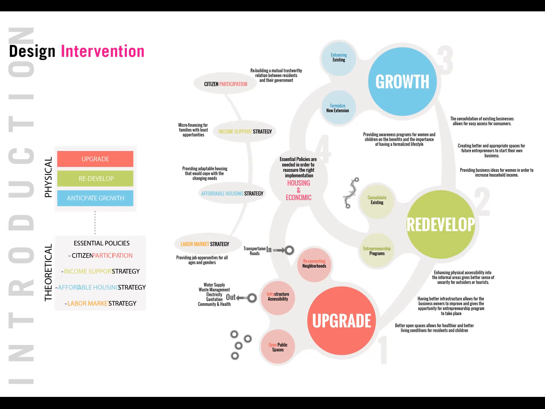All these stages have to be supported with necessary housing, planning, and economic policies: a citizenship participation policy, income support strategy, affordable housing strategy, and labor market strategy.